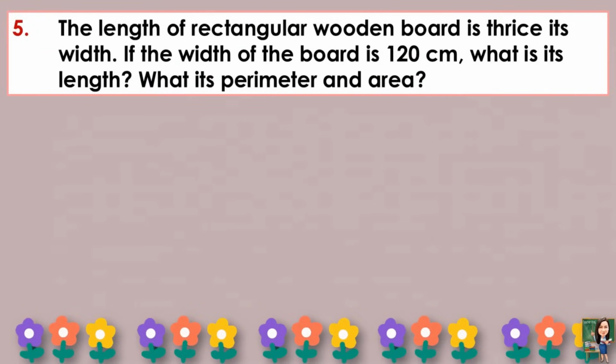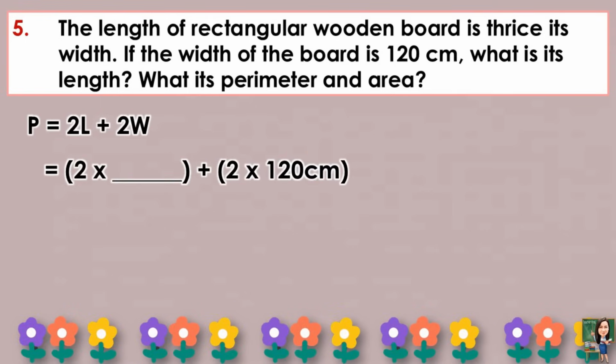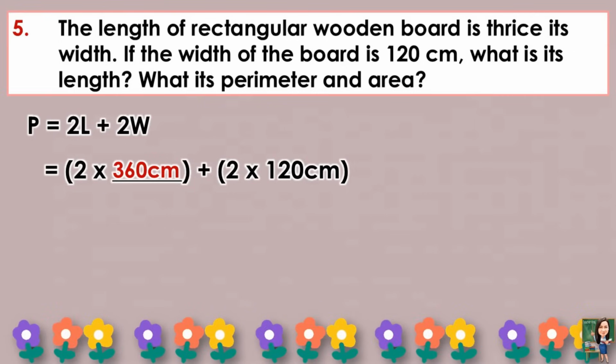And for number 5, the length of a rectangular wooden board is thrice its width. If the width of the board is 120 cm, what is its length? What are its perimeter and area? Let's get first the perimeter. So we will find out what is the length of the rectangular wooden board. So according to this problem, the length of the rectangular wooden board is thrice its width. That means 3 times of 120. 3 times of 120 is 360 centimeters. So the length is 360 centimeters.